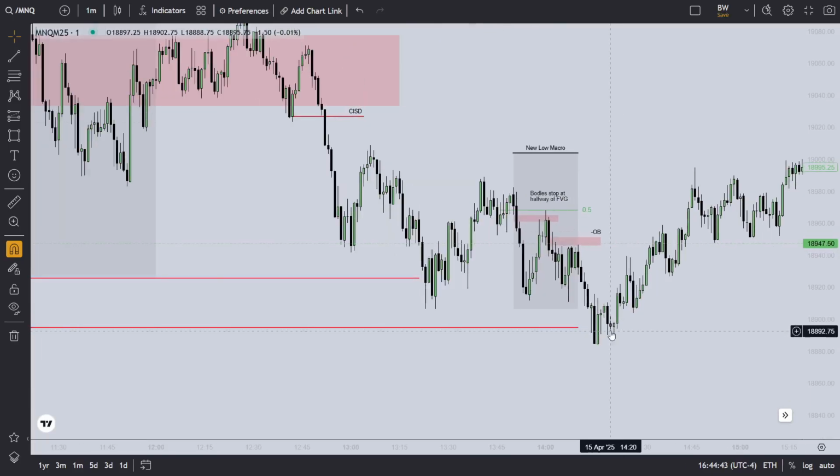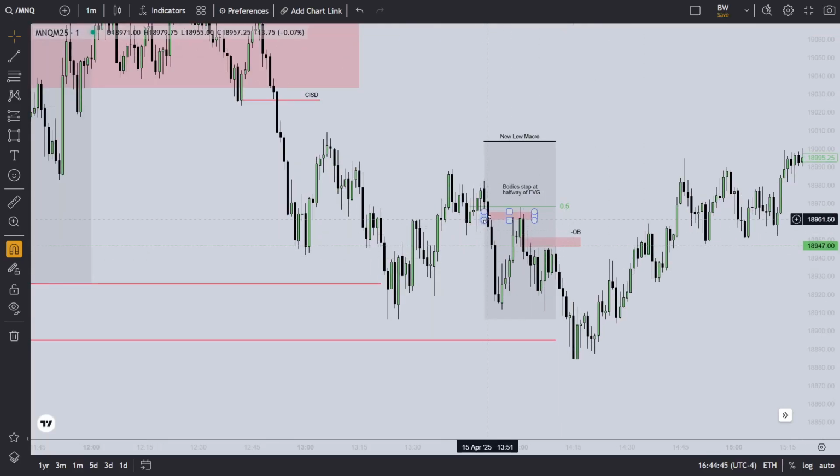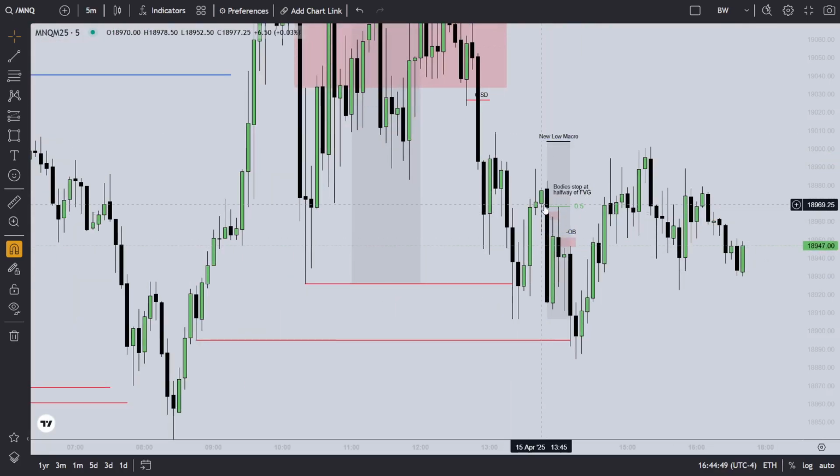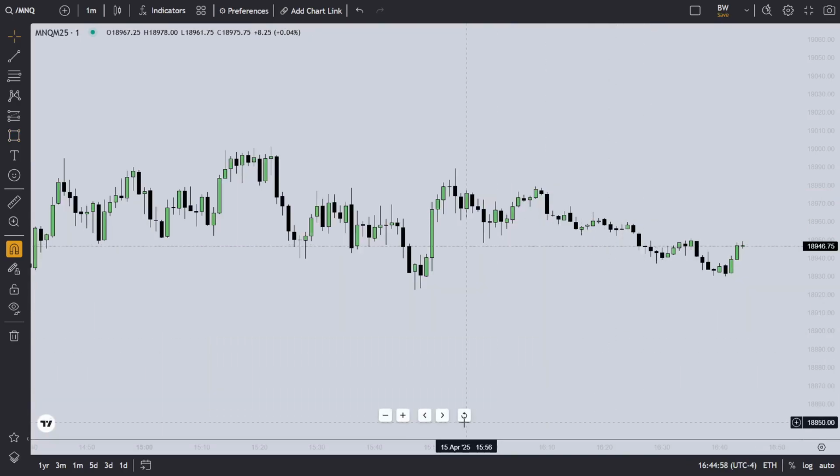So things I'm looking for. I'm paying attention to this 1-minute fair value gap. On the 5-minute, there is no fair value gap, but there's a very strong rejection wick, which can also be looked at as an order block, right? This wick right here. However, I already have that marked out on the 1-minute, so no point of doing that.